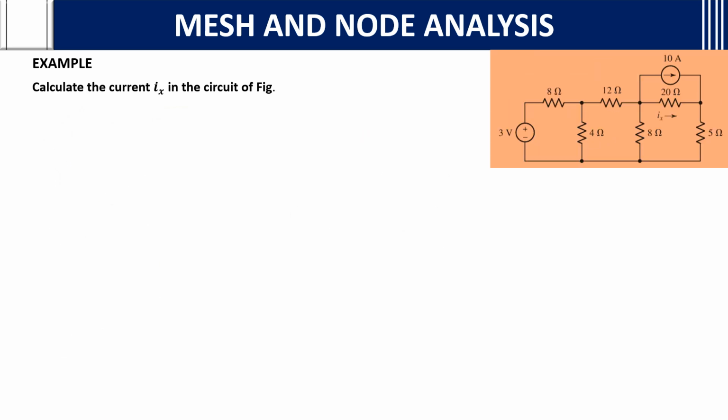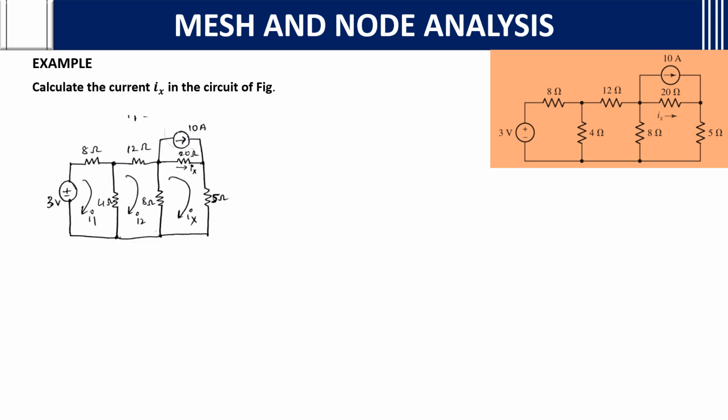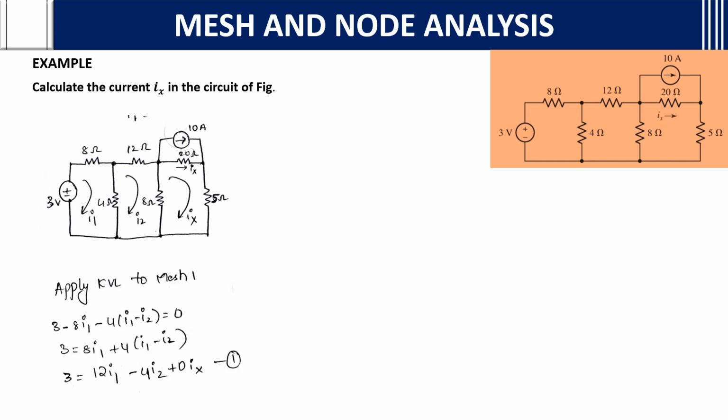Then calculate the current Ix in the circuit of the figure. We need to find the Ix here. How to find? We will see now. First, initially put the directions of the currents, I1, I2. As Ix is given, you consider it as Ix itself, the current flowing through this, and then apply KVL to mesh 1. How is KVL applied? 3 plus minus 8 ohms, minus 8 I1, plus minus 4 (I1 minus I2) equals 0. By evaluating this, you will get this equation.